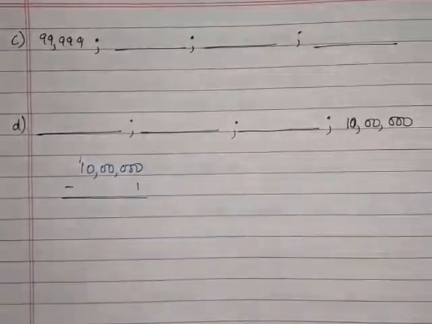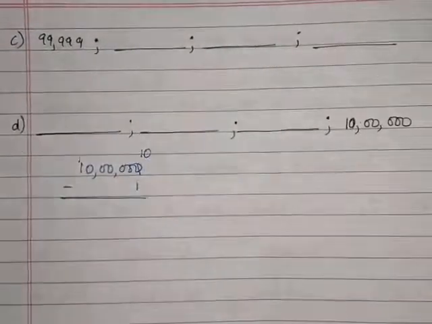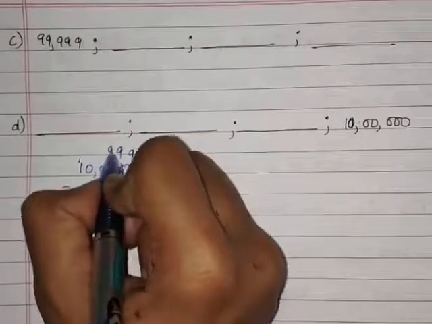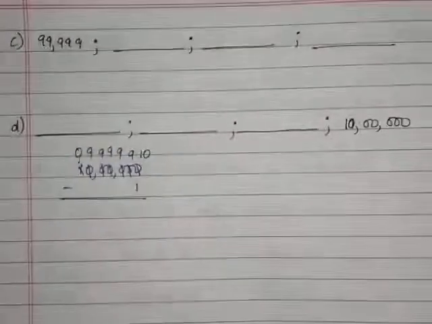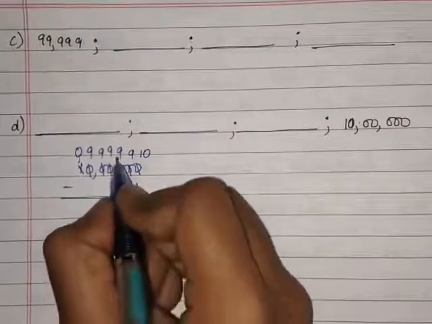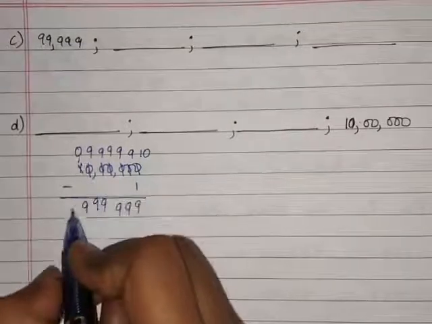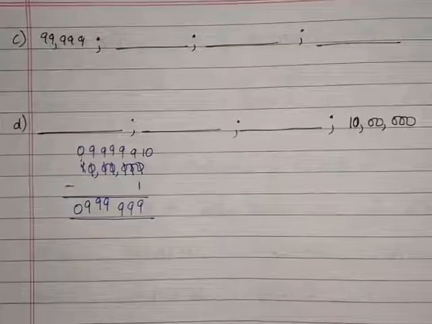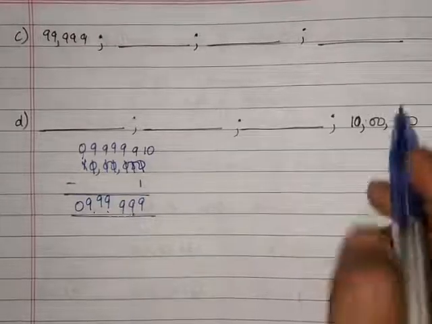Now 0 is smaller than 1, so it will take the borrow. It becomes 10, and the other digits become 9, 9, 9, 9, 9, and the leading 1 becomes 0. Now 10 minus 1, 9. 9 minus 0, 9. 9 minus 0, 9. 9 minus 0, 9. 9 minus 0, 9. Now 0 minus 0, 0. So what number do we get? We get 9,99,999.